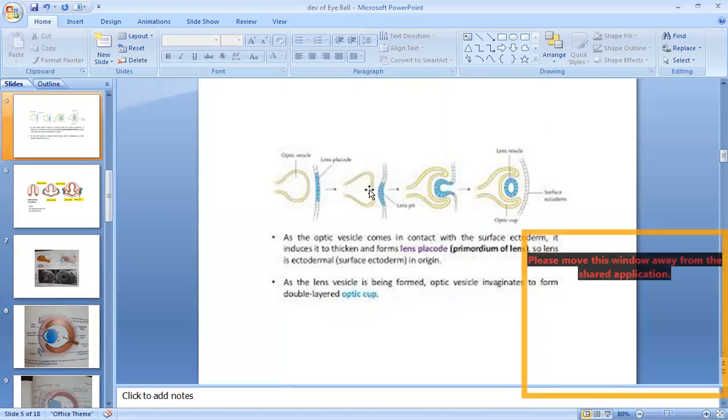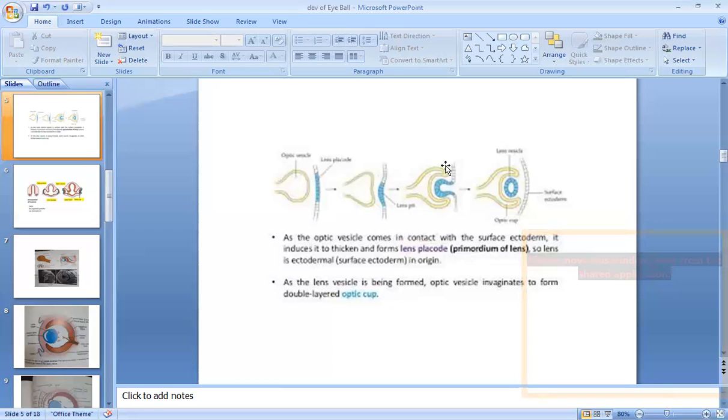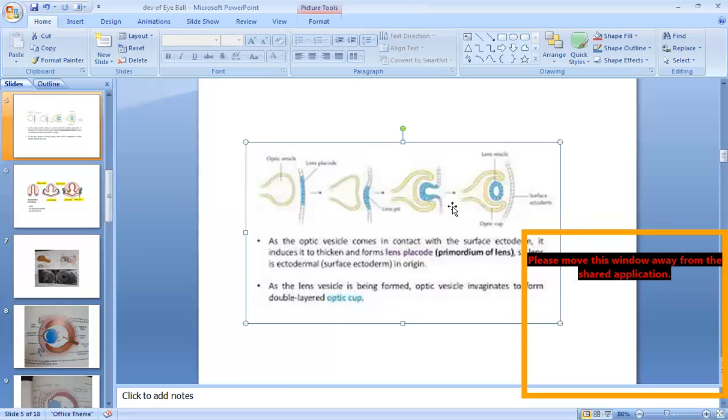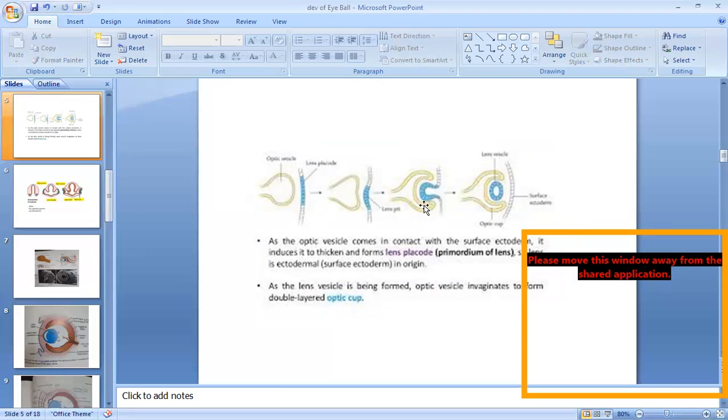When this surface comes down, at this level there is an induction that causes it to thicken. This surface will become further thickened, and later on there is a formation of a concavity in this forebrain area, just like a Bowman capsule. We will discuss it in detail. A cup is formed, and the surface of the dome, like a vesicle, goes inside, and they come in contact.